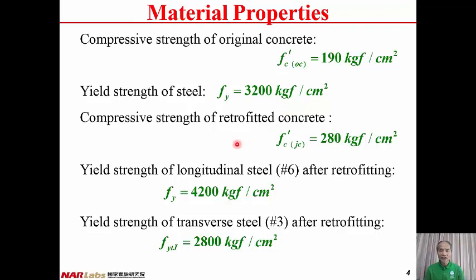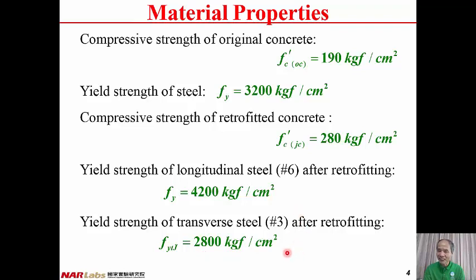With reinforced concrete jacketing, the compressive strength of the jacket concrete is increased to 280 kgf per cm square. For the jacket, the longitudinal steel yielding strength is 4200 kgf per cm square. For the transverse reinforcement, the yielding strength is 28 kgf per cm square.